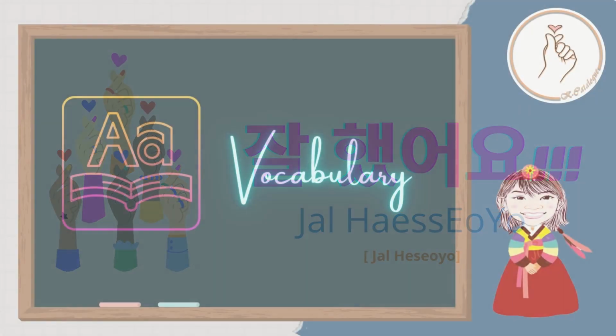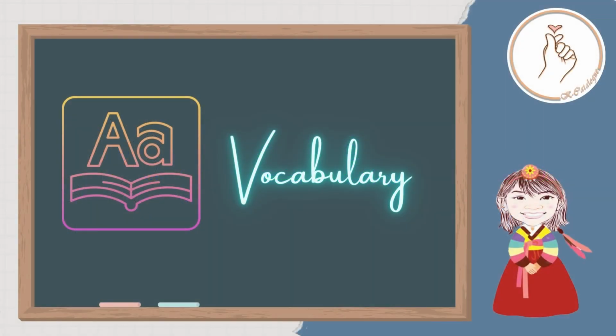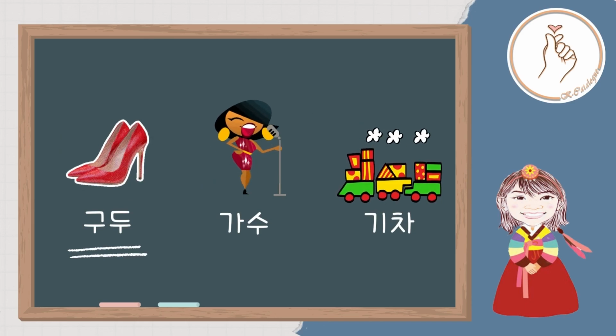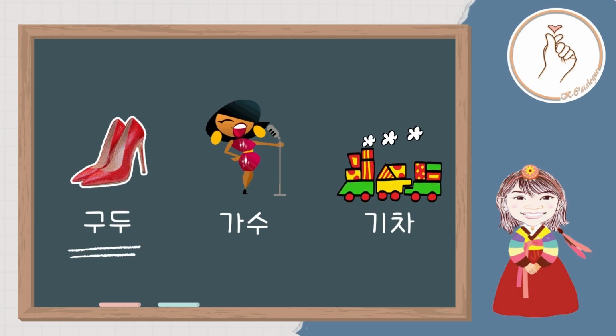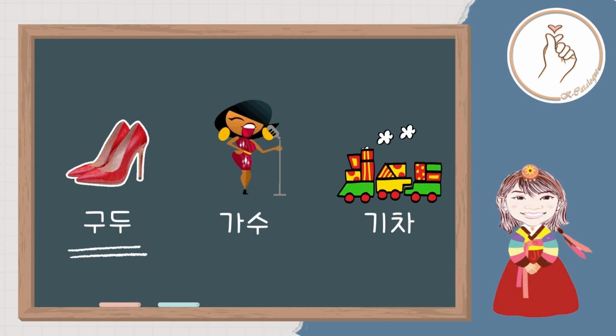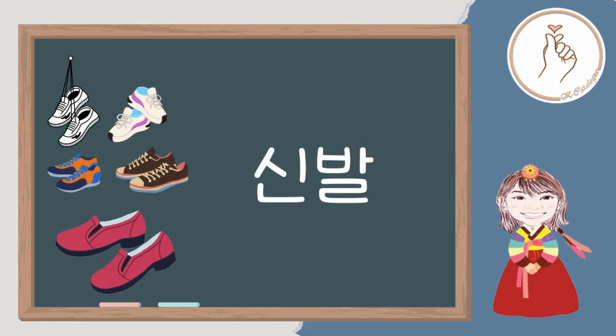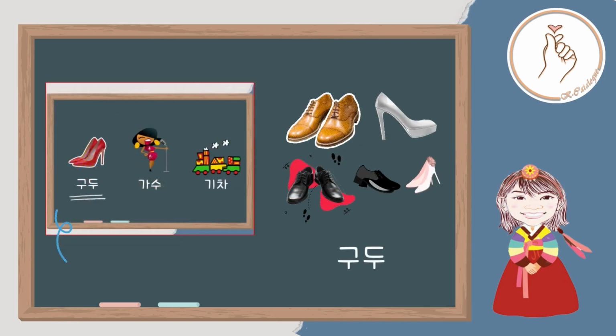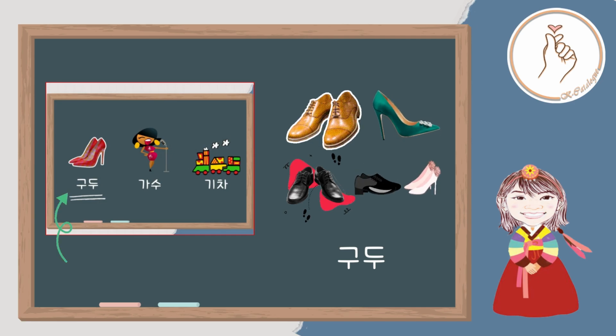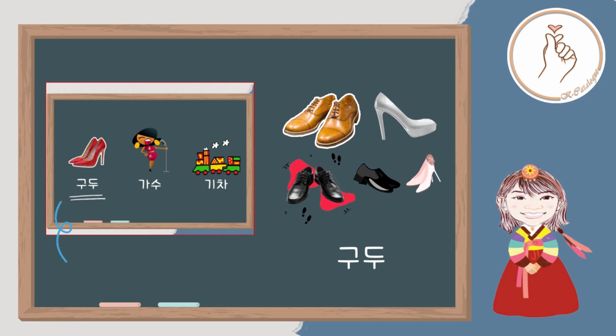잘했어요. Now it's time for vocabulary. Here we have a pair of stilettos, singer, train. In Korean, gudu, gasu, gicha. A pair of shoes or sapatos in general, we call it in Korean shinbal. In our earlier example, a pair of stilettos, or anything like the shoes we use in school, in the office, or anything formal like leather shoes, we call that gudu.